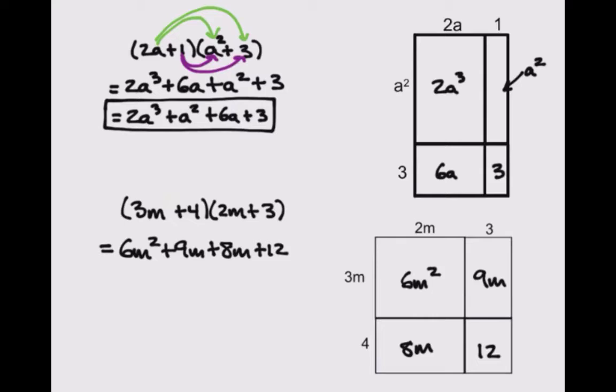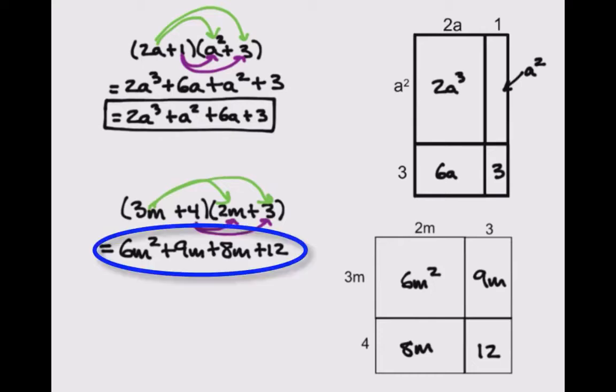What did we do? I think we took this 3m and we multiplied it by both the 2 and the 3. We distributed it to both numbers in the second set of parentheses. I also think we took this 4 and we multiplied it by the 2m and the 3. We distributed it to both numbers in the second set of parentheses. And of course, this is the product we ended up with.